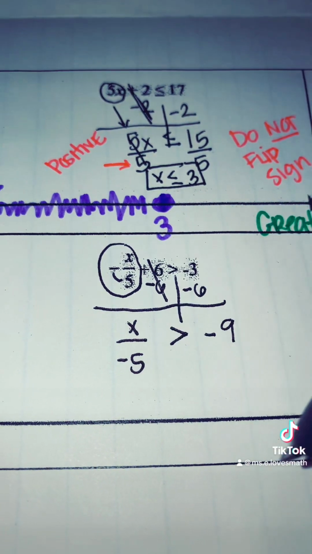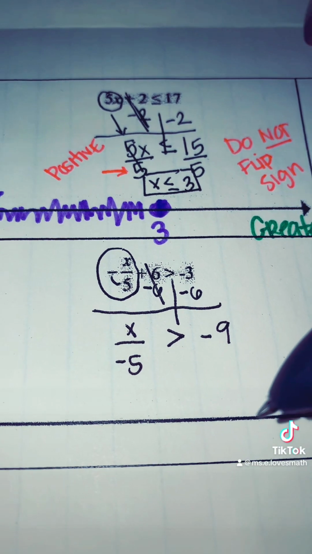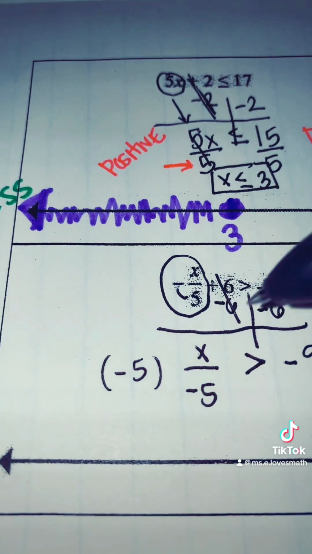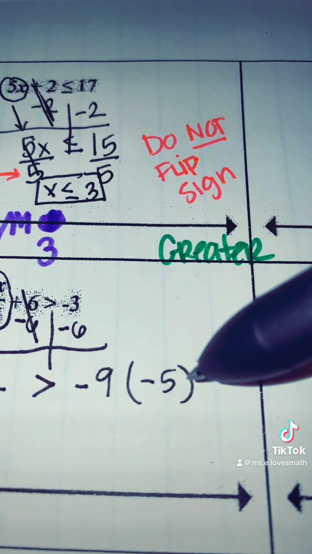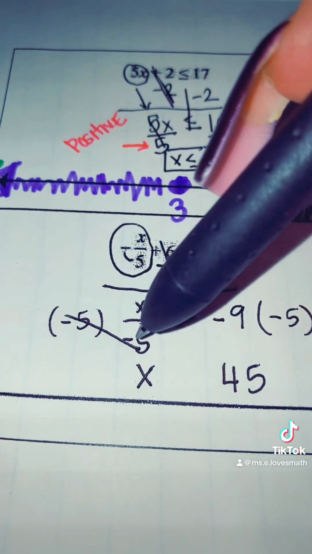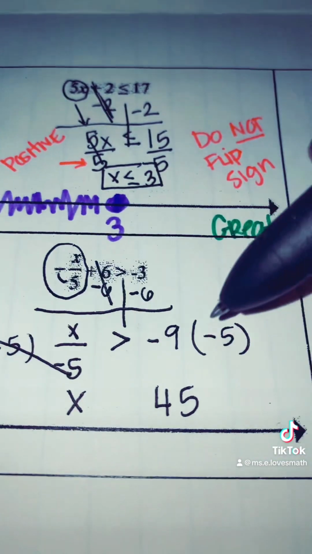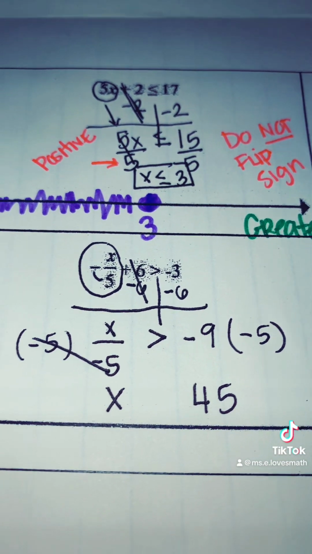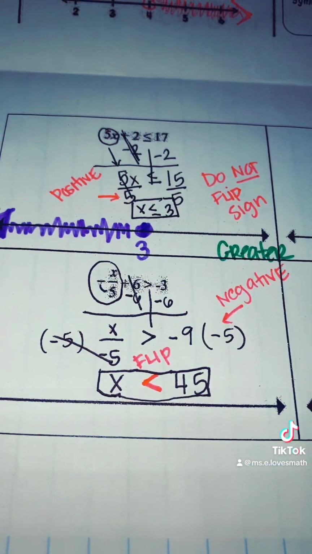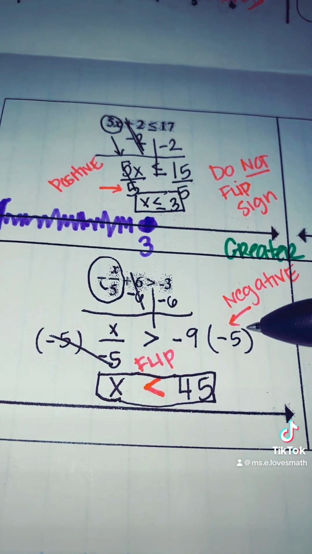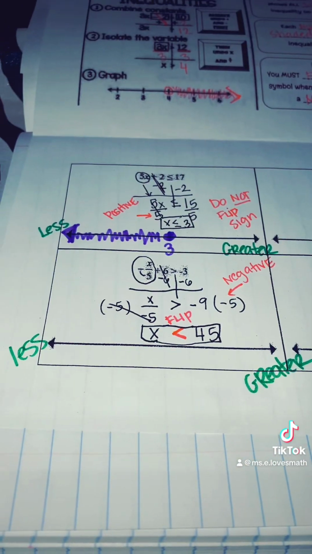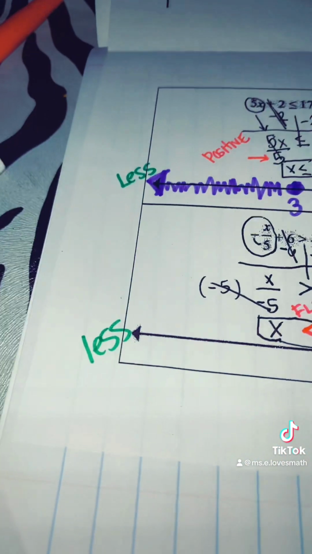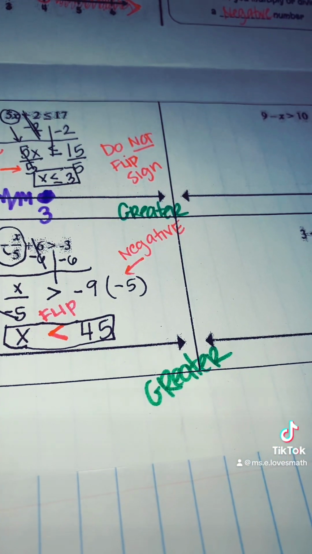Since we are dividing by negative 5, the inverse of that will be to multiply by negative 5. Whatever you do on one side of the inequality, you must do to the other. Our negative 5's will cancel, leaving us with x, and negative 9 times negative 5 is a positive 45. Since we multiplied by a negative number, we must flip our symbol. Remember, on a number line, numbers to the left are less and numbers to the right are greater.